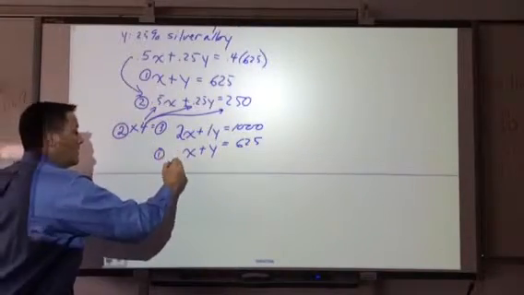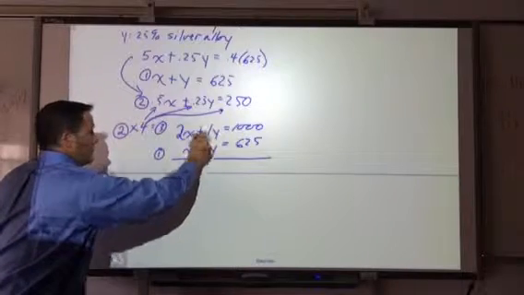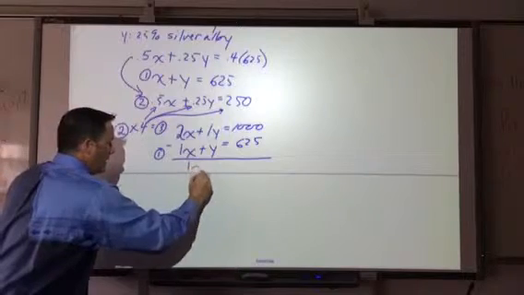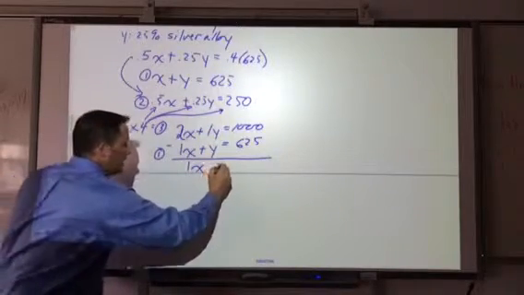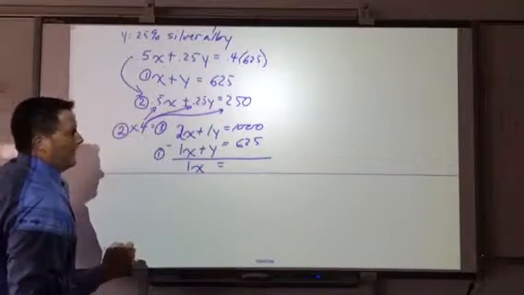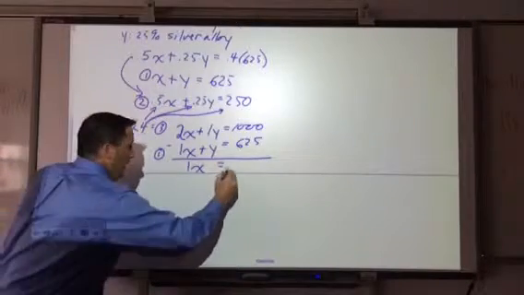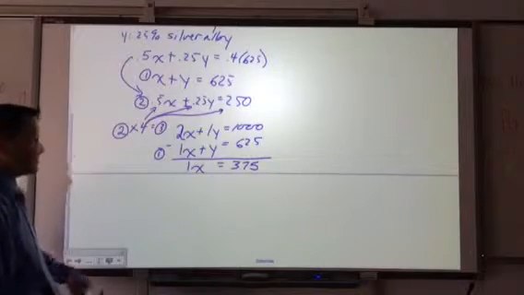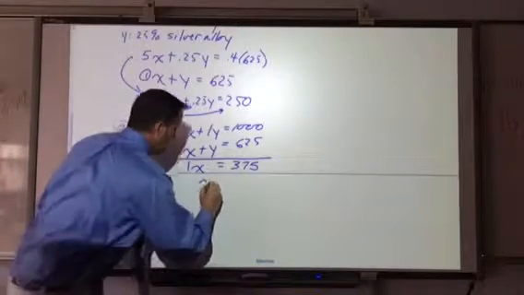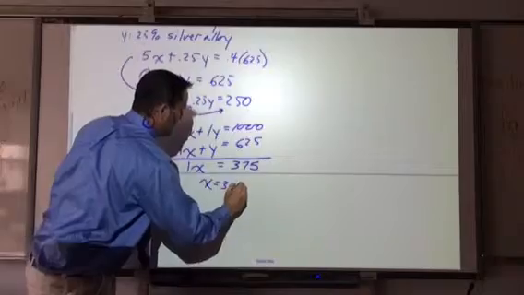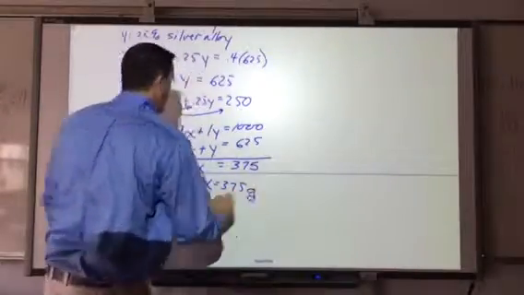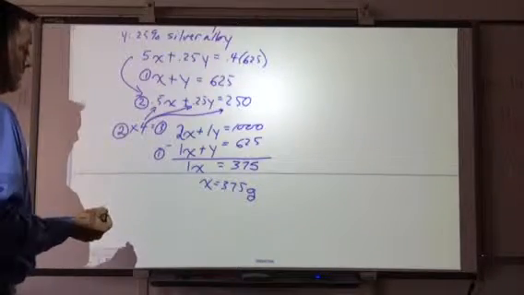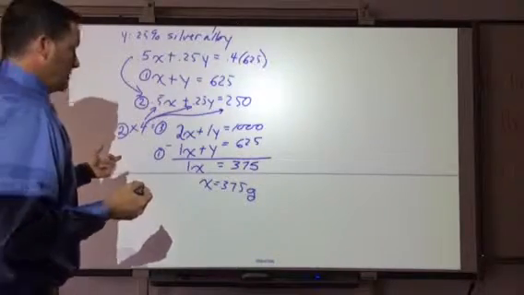And we're going to, same sign, plus plus, so we subtract. 2 subtract 1 equals 1x. 1 subtract 1, they cancel. 1,000 subtract 625 is 375. Perfect. X equals 375. So in context, we're going to have 375 grams of the 50% silver alloy.